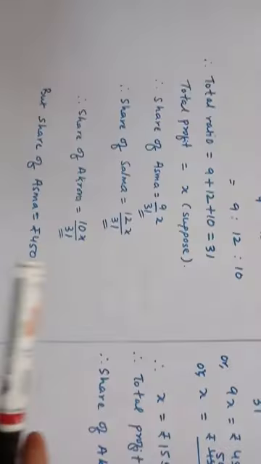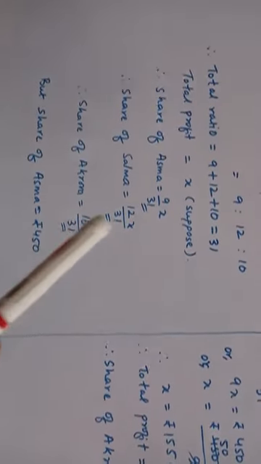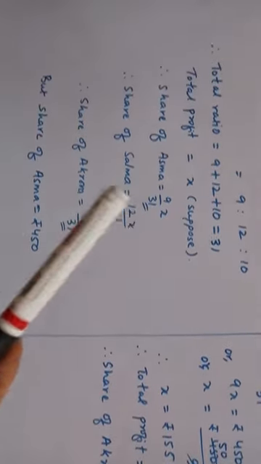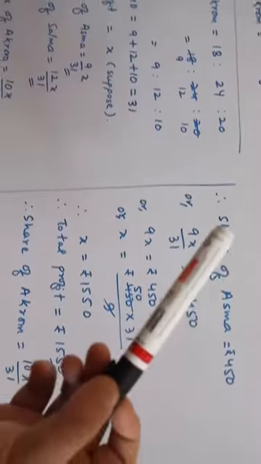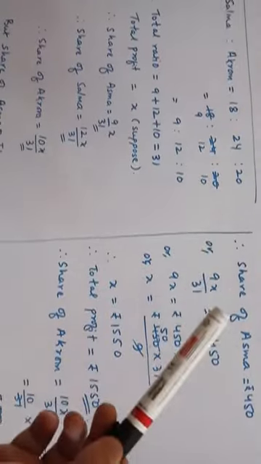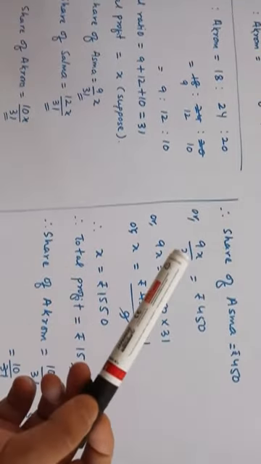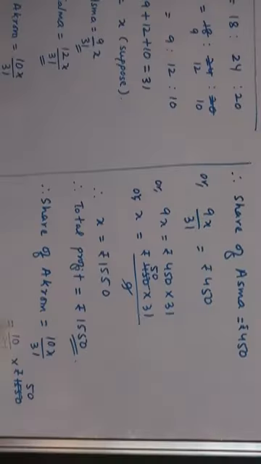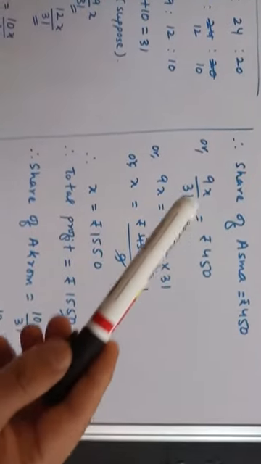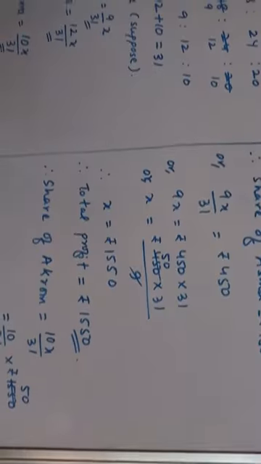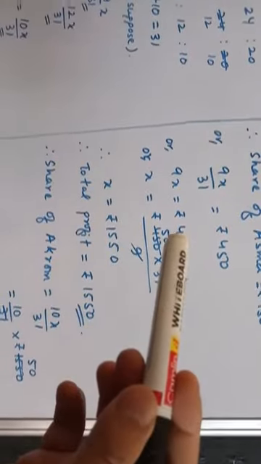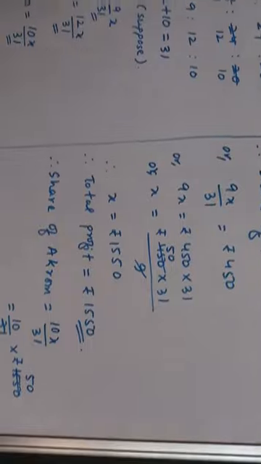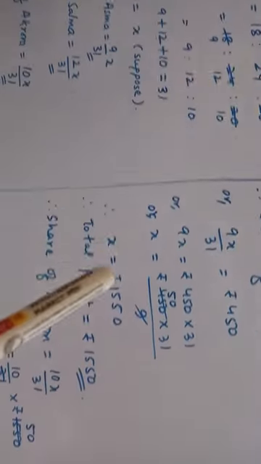Now look at this question. Share of Asma is 450, but in terms of X we got share of Asma as 9x by 31. That means these two must be equal to each other. Now we cross multiply. 31 will go up and 9 will come down, and the value of X is coming as 1550. 9 5s are 45, and 0 remains. So 50 into 31 is 1550, and this X was our total profit.